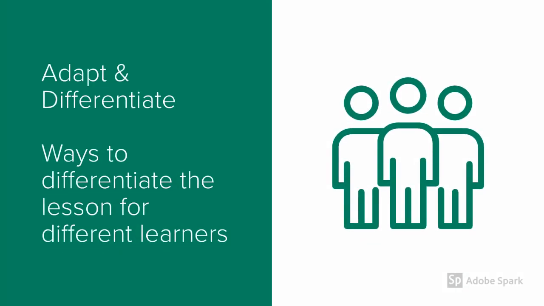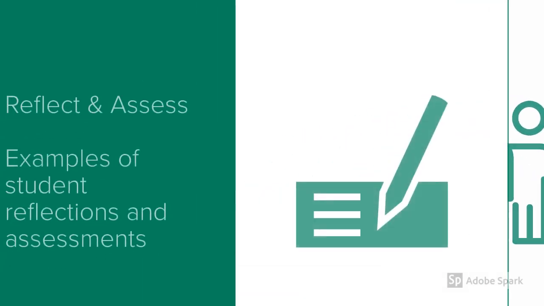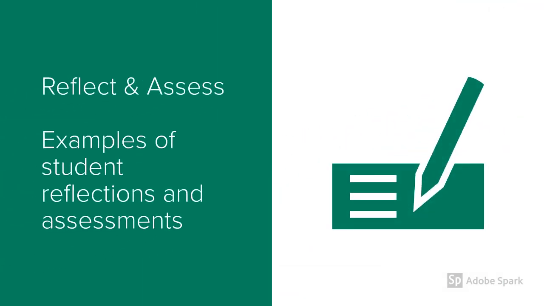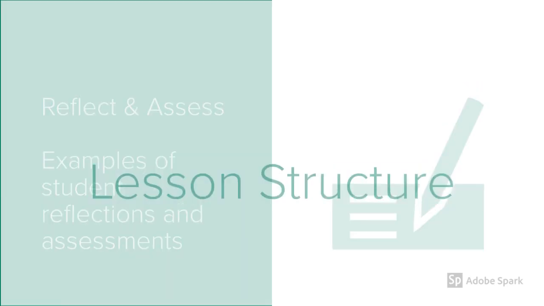In the Adapt and Differentiate section, you will find a brief description of different ideas and ways that you can make your lesson work for all learners. In the Reflect and Assess section, you will find examples of student work and different ideas for assessments. You will notice that it will give you indicators to see if the student has applied this comprehension strategy independently.